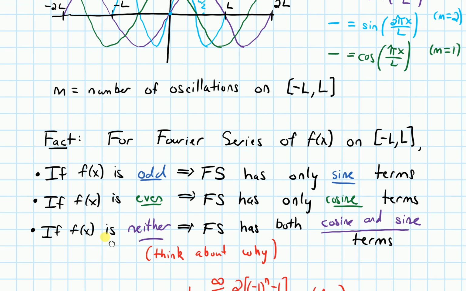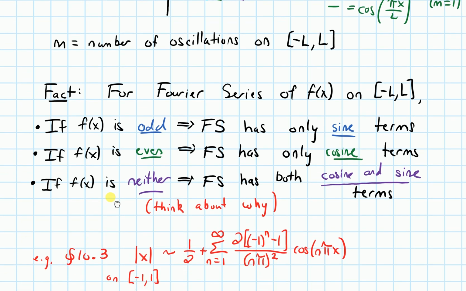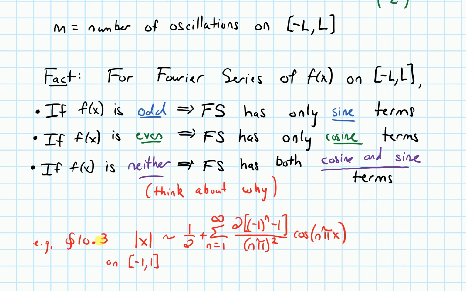But we've seen examples of this happen. For example, back in section 10.3, when we first talked about Fourier series, we found the Fourier series for absolute value of x on the interval from -1 to +1, and that didn't have any sine terms. That makes sense according to this observation, because absolute value of x is an even function, so its Fourier series is only going to have cosine terms.